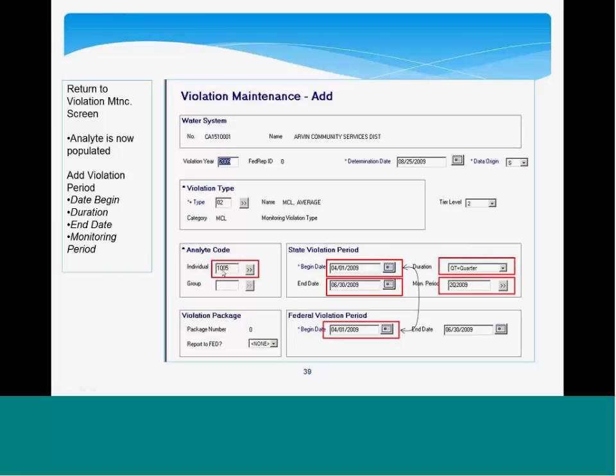So you select your analyte code, and then you enter the violation period. Again, since this was a quarter, you can select quarter, and it'll automatically tell you what the end date is, and then it automatically will populate this federal violation period down here. And then here's where the monitoring period would go. In this section right here, you would click this button and determine where this falls in the monitoring period.